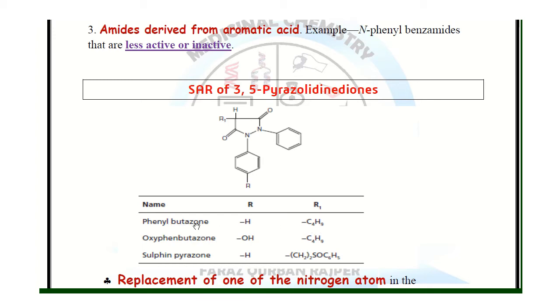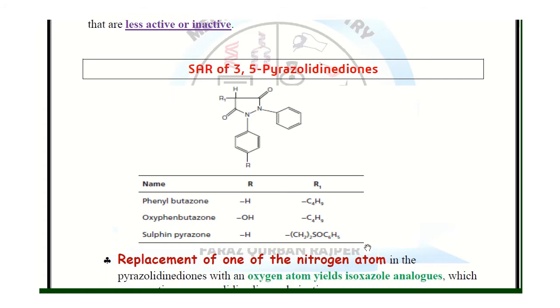For example, in the case of phenylbutazone, we have the hydrogen over here and the butyl side chain at this position. In the case of oxyphenylbutazone, oxy itself represents the hydroxyl functional group at this position, and the same butyl side chain at this position. Sulfinpyrazone has the hydrogen at this position, and the side chain present contains the sulfur double bond with oxygen, that is the sulfoxide group.